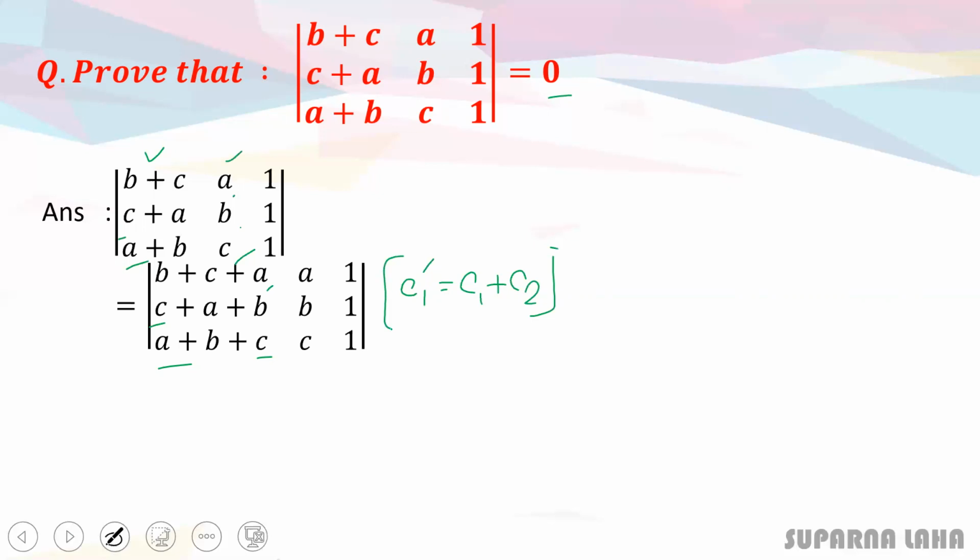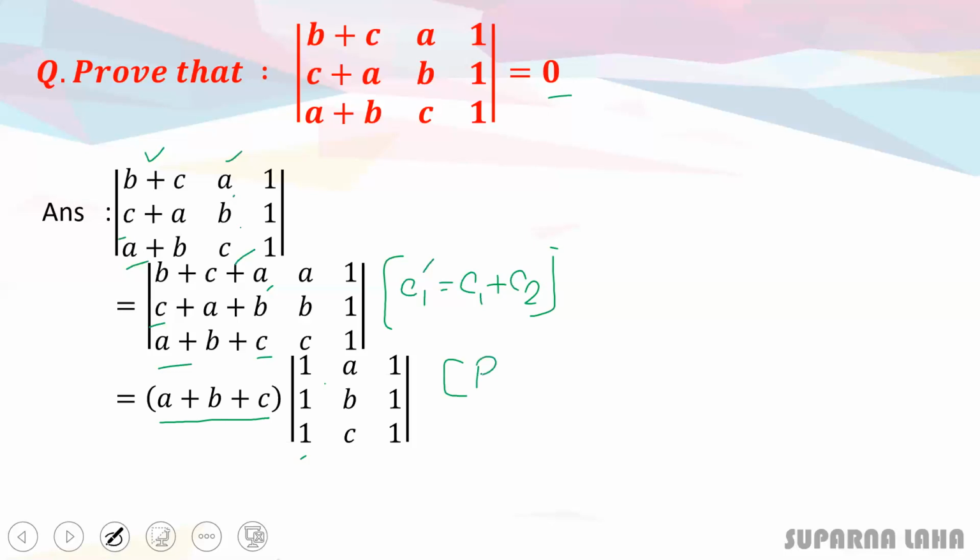Clear? Now look at that. I told you that if we multiply any row or column by the scalar k, we can write the determinant as k into this determinant, right? Suppose all the elements are 1; then we are multiplying all the elements by A plus B plus C. That time also we can write k into this determinant. So we are using property number 5. By using property number 5, we can write this.